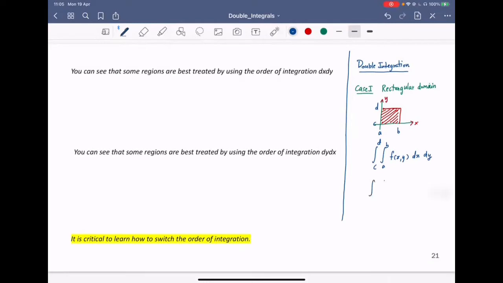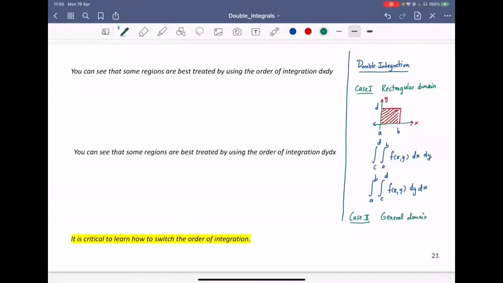If you want to integrate dy first, you can do that too. It's going to be y from C to D first, and then integrate x from A to B after. That is what we just did for the basic one. And after that, I gave you an idea how to do case number two, which is the general domain.